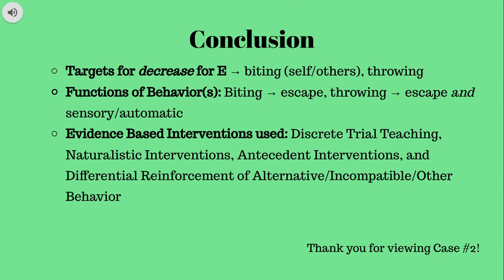Wrapping up case study 2, here is the conclusion. Both biting self and others and throwing were the targets for decrease for E. Regarding functions of behavior, biting only had one function, and it was escape. Throwing had two functions, the primary being escape and the secondary being sensory automatic. And the evidence-based interventions used with E include discrete trial teaching, antecedent interventions, naturalistic interventions, and differential reinforcement of alternative, incompatible, and other behavior.